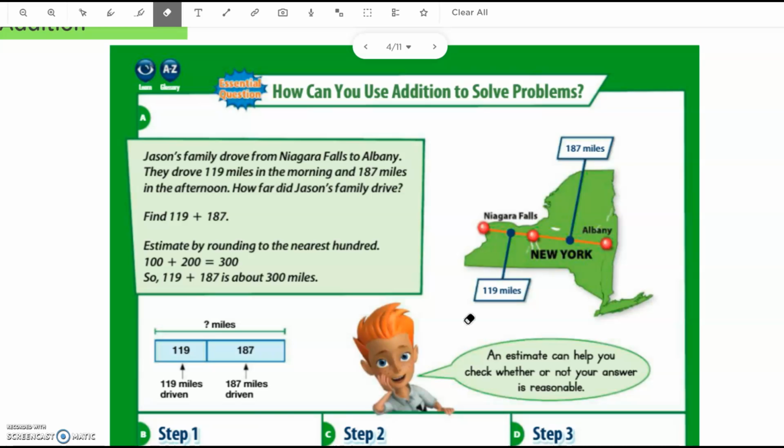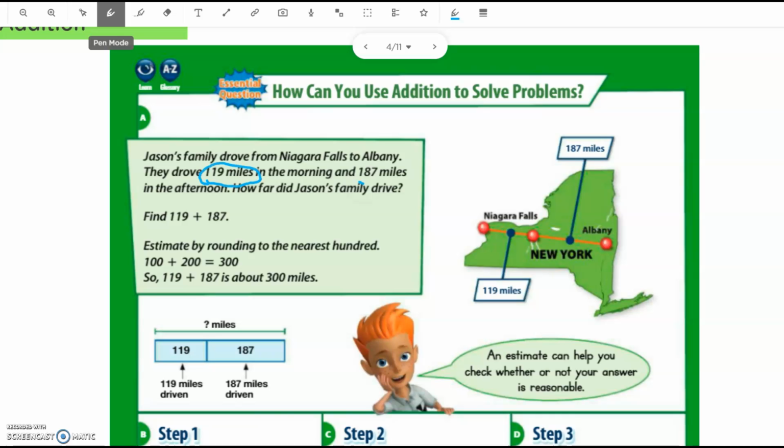So it says Jason's family drove from Niagara Falls to Albany. They drove 119 miles in the morning and 187 miles in the afternoon. How far did Jason's family drive? First, let's circle our important numbers. Again, follow along with me.